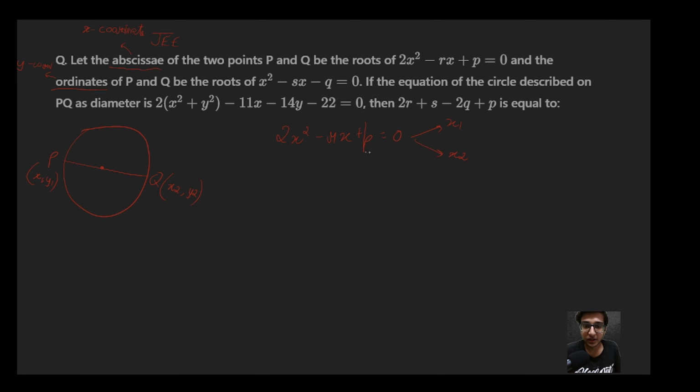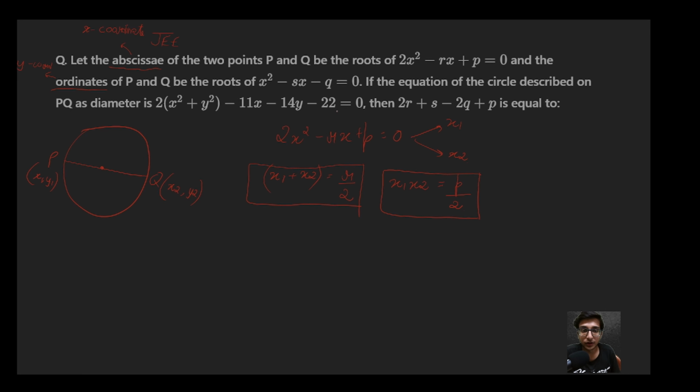So from this, what can we tell about x1 and x2? I hope you all remember we had studied this in quadratic equation. The sum of roots can be written as minus b by a. And what is here b? B is minus r, so minus and minus gets cancelled, so we get r by 2. And the product of roots x1, x2, this used to be c by a. Here the value of c is p and a is 2. So this is one of the equations about the abscissa that we've gotten.